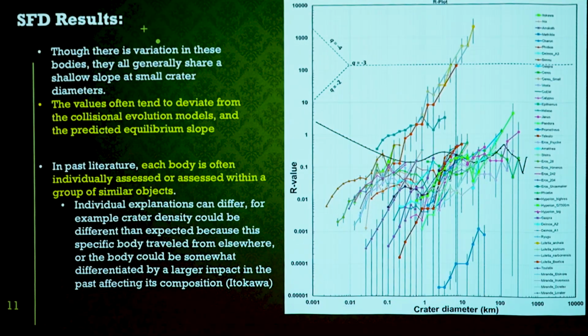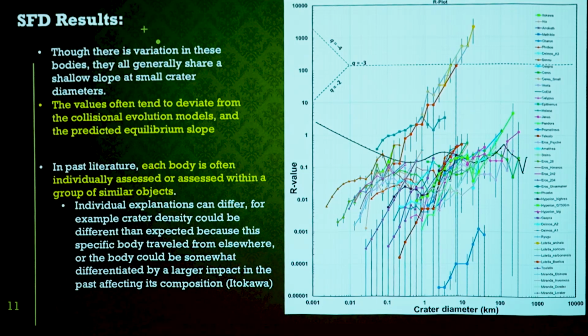And so looking at the model with all of our data, this is all of our collection areas again. The results are that you can see that these values all have a pretty shallow slope, and they all just tend to deviate from the collisional evolution model and the predicted equilibrium slope of -3 to about -3.5. That's the Dohnanyi slope that's predicted for bodies in collisional equilibrium.